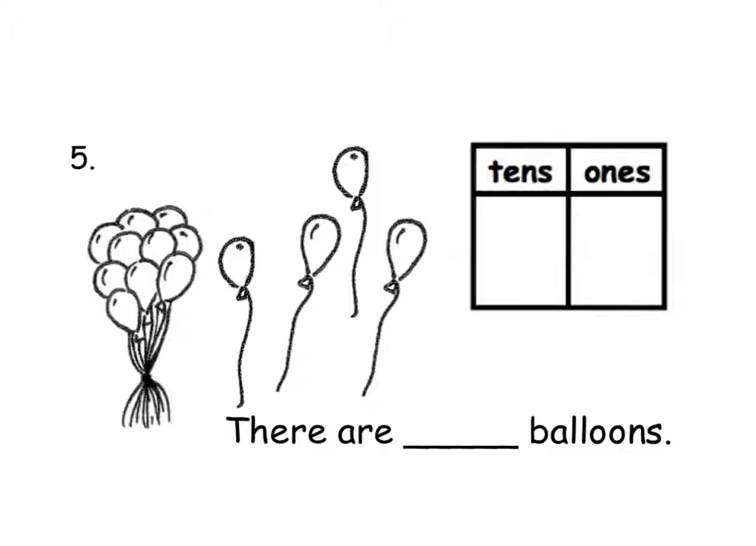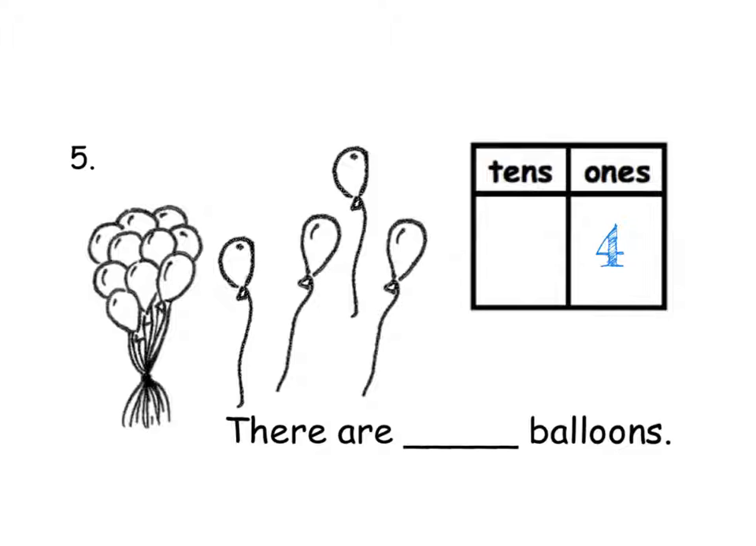First, you need to find out how many go under the ones in the place value chart. There are 1, 2, 3, 4. So on the place value chart, you now need to write a 4.